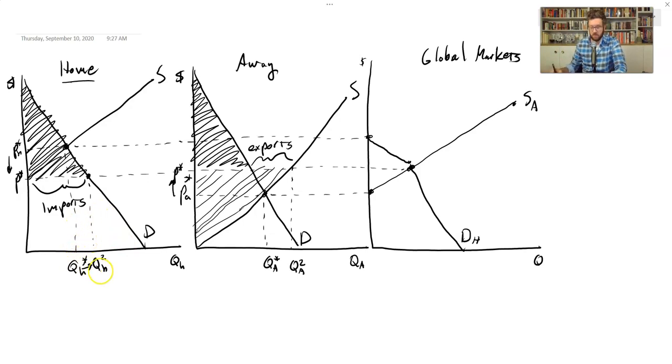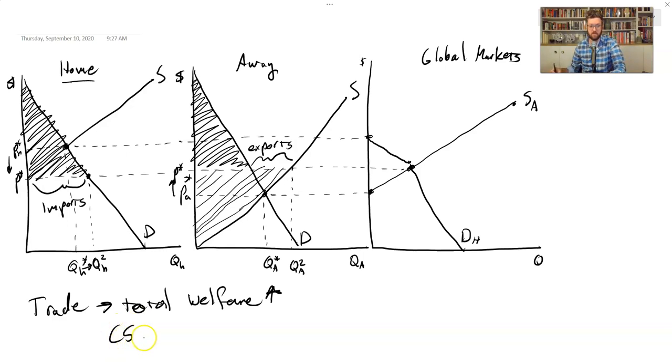So, sort of the takeaway is that trade means total welfare is up, but not for everyone. Consumer surplus is up for the home market, but consumer surplus is down for the away market.